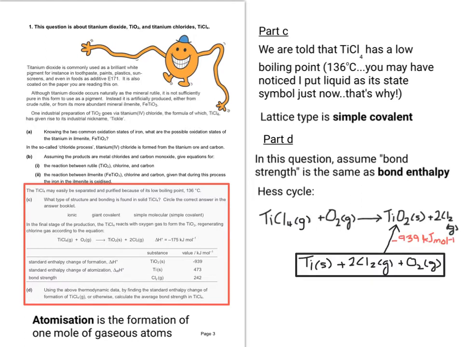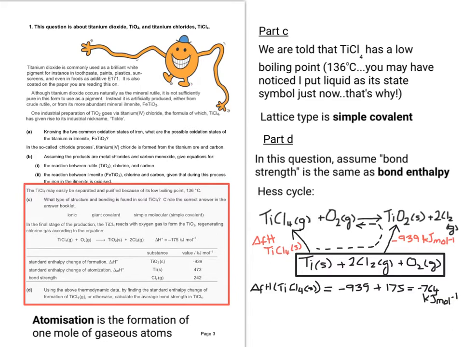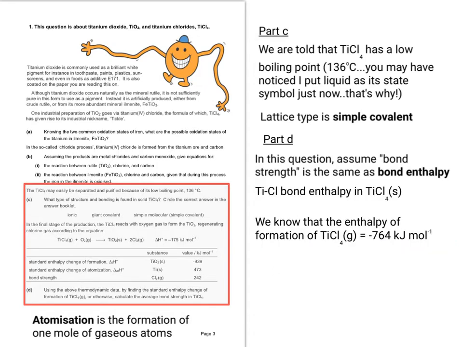So the first piece of data we can put in is the minus 939 kilojoules per mole to the minus 1. So we're looking for the delta FH of titanium chloride solid. So that's easy enough. That gives us minus 764 kilojoules per mole to the minus 1. So the slightly harder part is actually working out the average bond enthalpy.